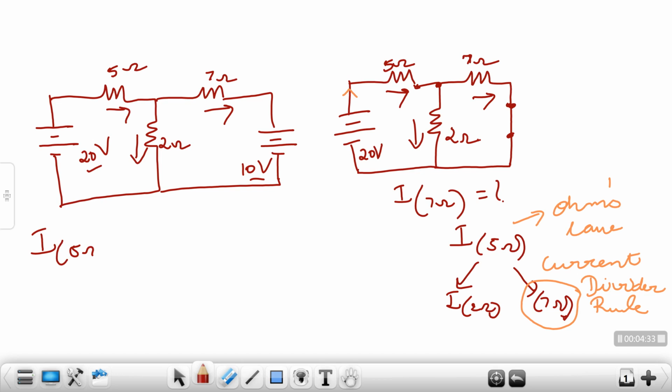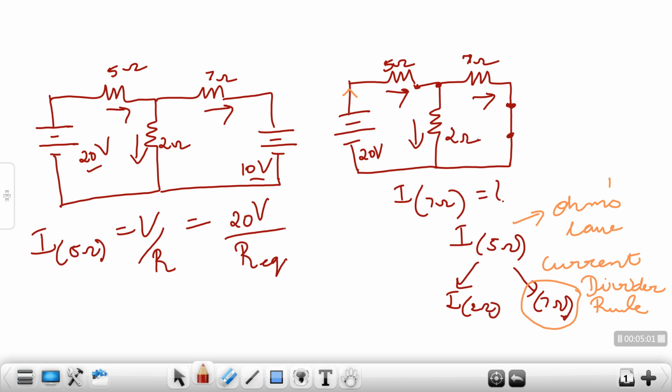Now, let me start by finding the current in 5 ohms. By Ohm's law, the formula is V by R. V is the voltage which is giving me this current. R is the resistance that is being offered to this current of 5 ohms. Now what value of V do I put? In this case, the voltage that is providing the current in the 5 ohms resistor is 20 volts. And what is R? I'll write it as R equivalent over here.